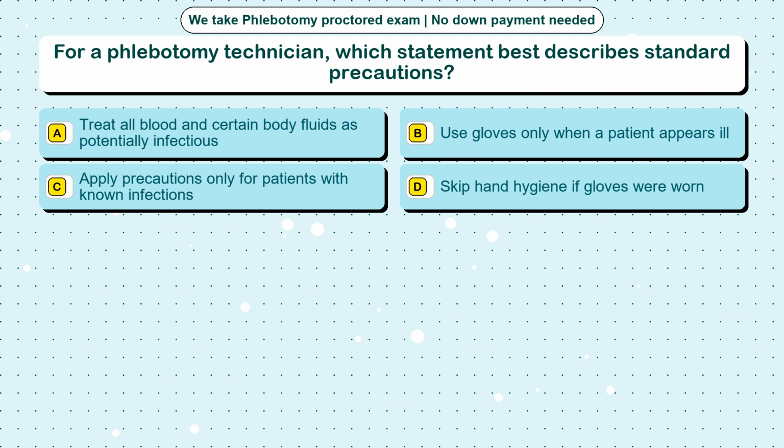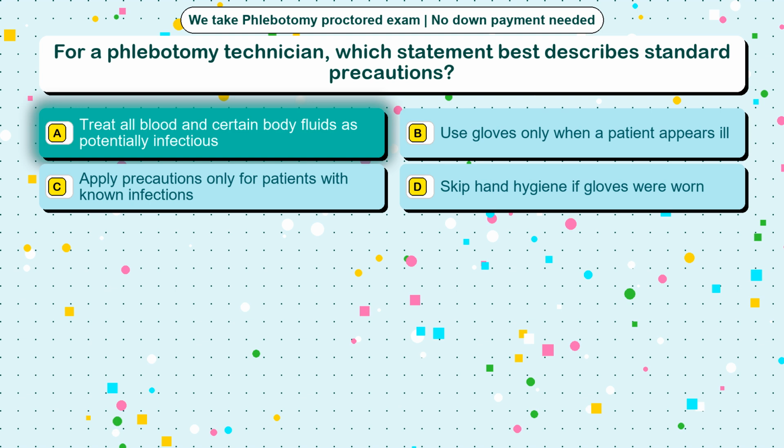Option A, treat all blood and certain body fluids as potentially infectious. Option B, use gloves only when a patient appears ill. Option C, apply precautions only for patients with known infections. Option D, skip hand hygiene if gloves were worn. The correct answer is option A, treat all blood and certain body fluids as potentially infectious.